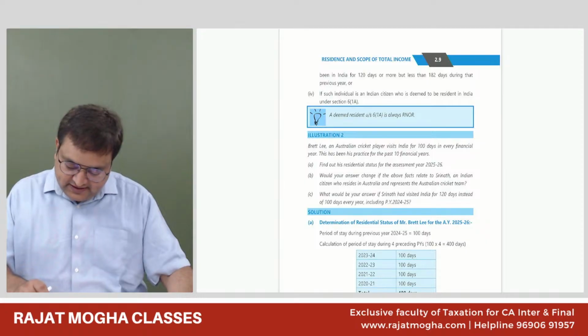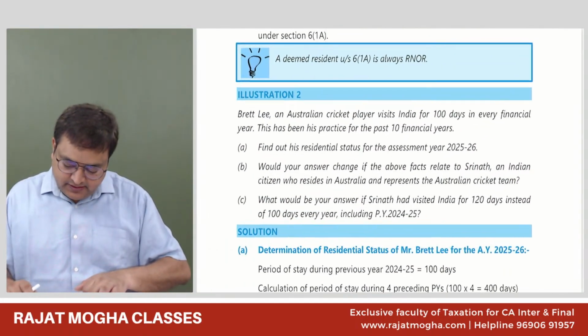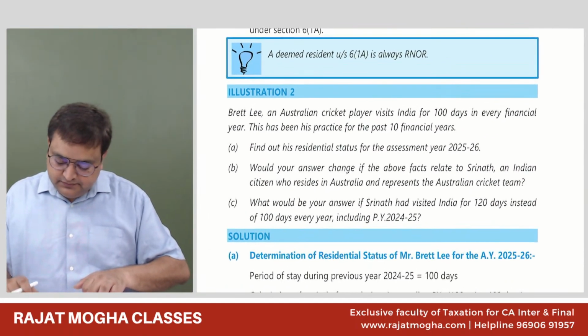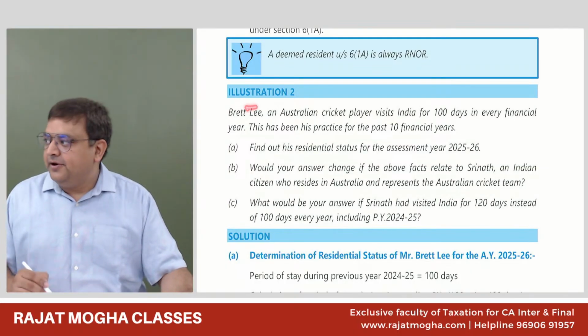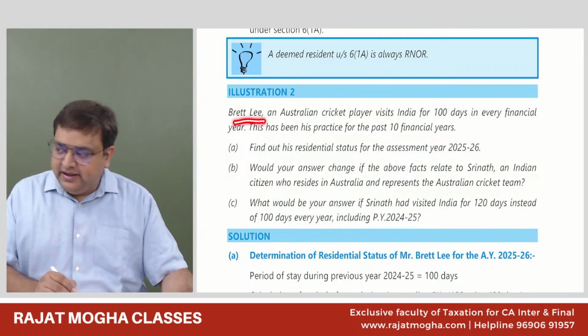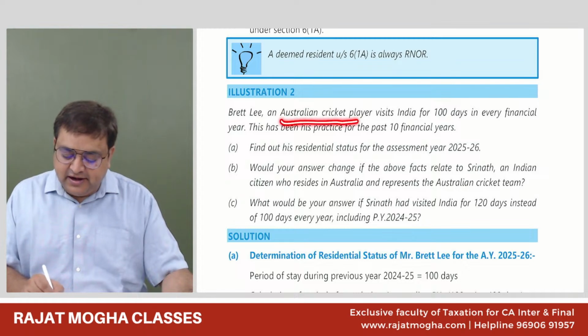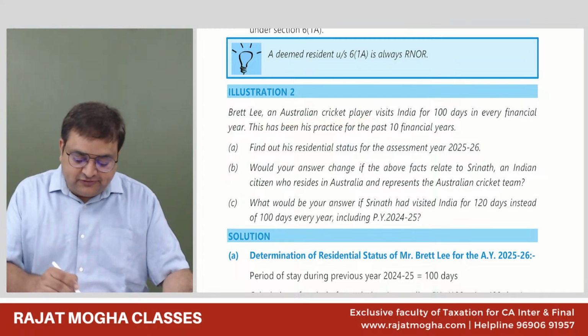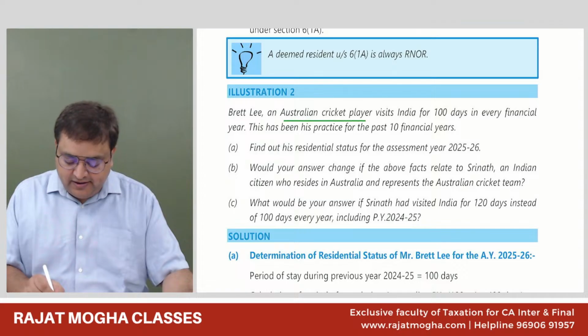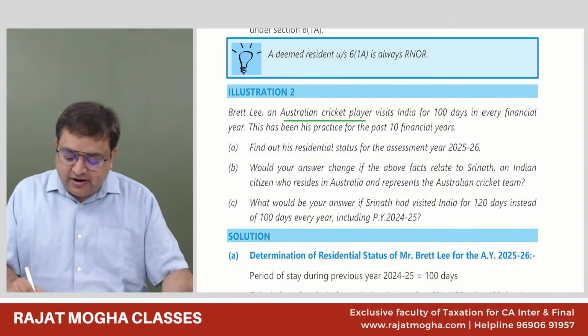So my first condition of 182 days is not satisfied, but the second condition of 60 plus 365 days is getting satisfied. So what will he be? He will become a resident. Agree that one of the basic conditions is satisfied. He will become a resident. Now, since he becomes a resident, should we stop over here? Now we need to identify whether he is an ordinary resident or a not ordinary resident, right?